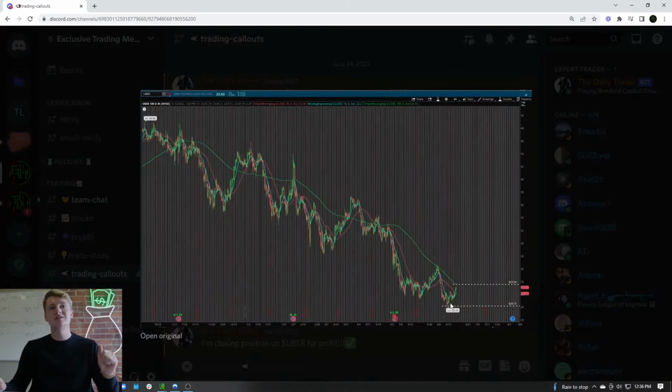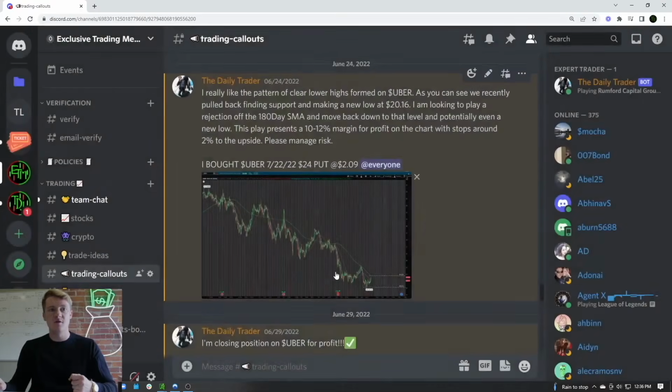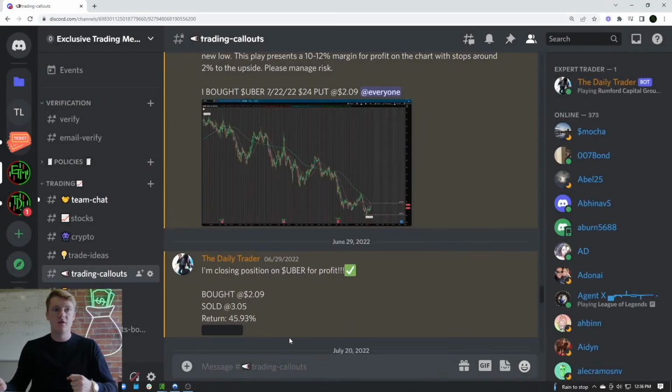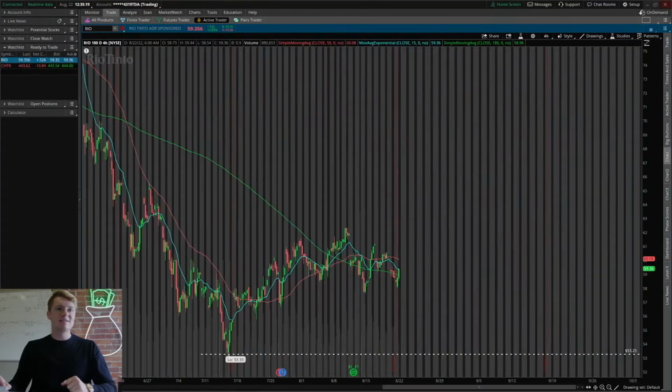Stops were around 2% to the upside, which was right around where the 180-day SMA was at time of entry. Ended up closing that play for 46% profit. Okay, so that is going to be my last example of a pullback play.